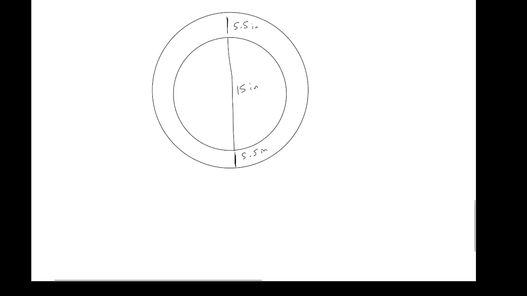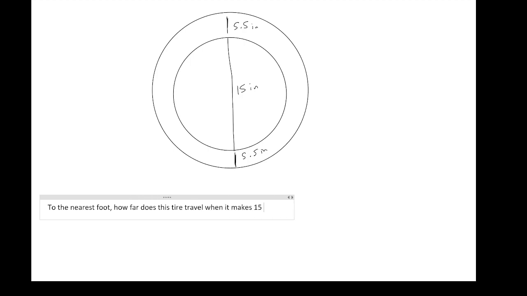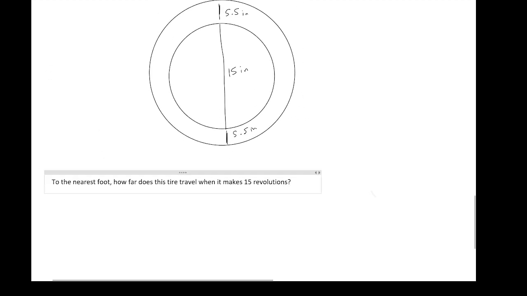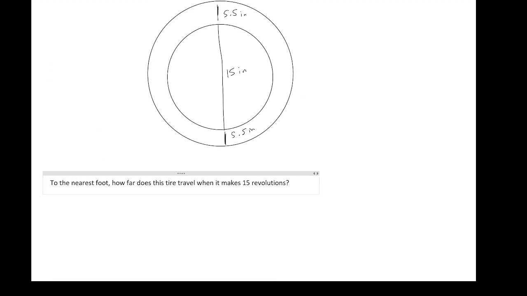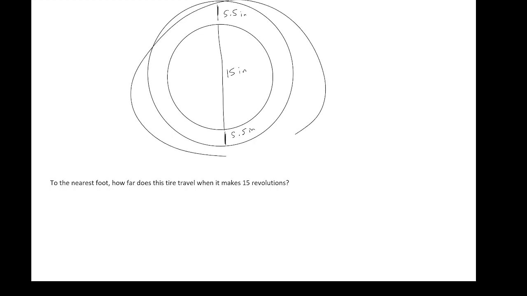So let's take this particular situation. To the nearest foot, how far does this tire travel when it makes 15 revolutions? So we're not talking about the flywheel within the engine, but the revolution of the tire. Again, that distance around it: if it rolls one time around, there you go. That's going to be that distance or circumference. That's the distance it travels with one revolution.